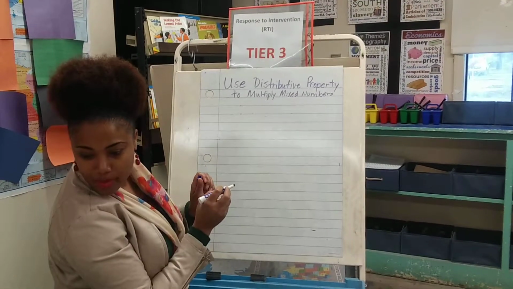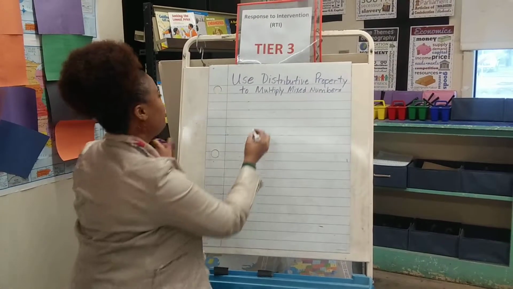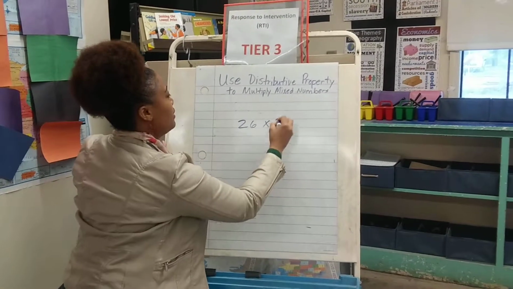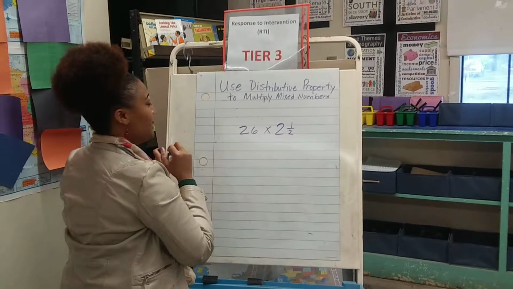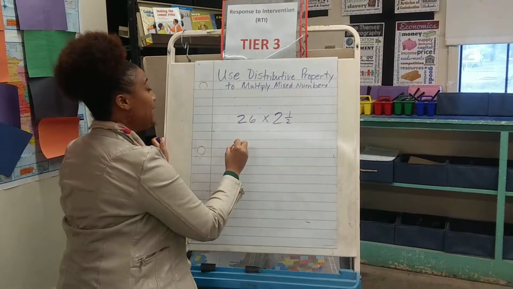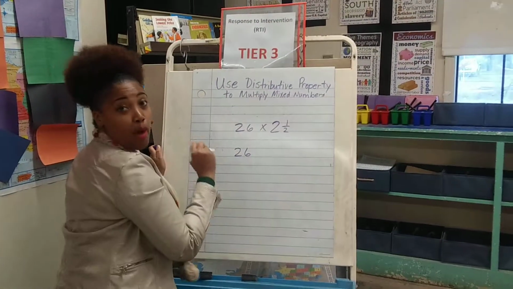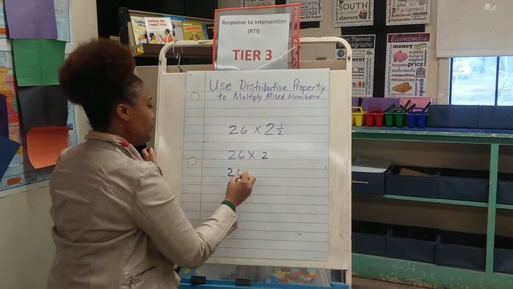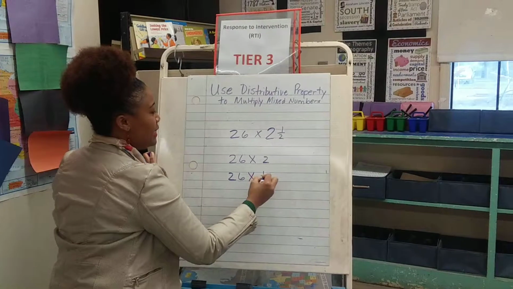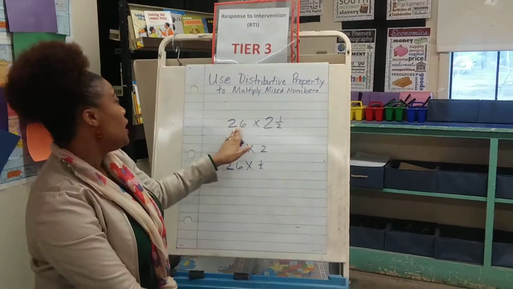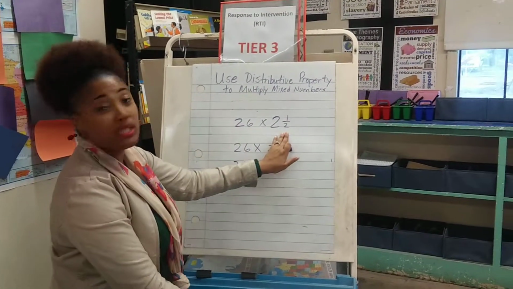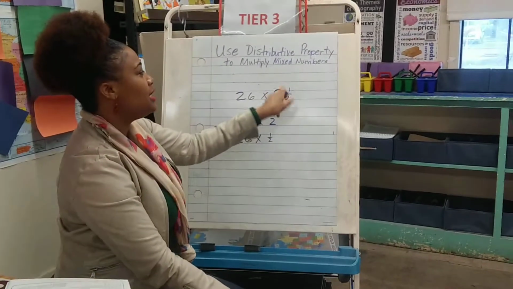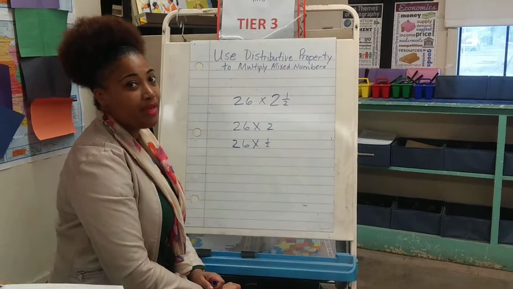All right, another one would be, let's say, 26 times 2 1/2. All right, just like before, we can keep the first factor and decompose the second factor. So I'll do 2. I keep the first factor. Notice I kept the first factor and decomposed the second factor. You can always check your work. 2 plus 1/2 still give me 2 1/2, so I didn't mess with the value of the number.